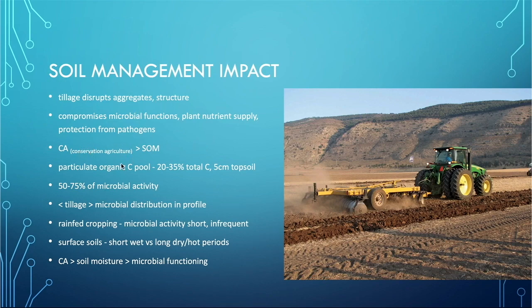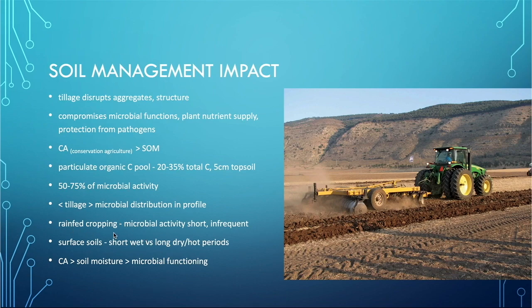But in conservation agriculture, we can actually increase soil organic matter because we're leaving the particulate soil organic matter pool by the residue that's left on the soil. And up to 35% of total carbon is in that top 5 centimeters of topsoil. So 50 to 75% of microbial activity actually occurs in that 5 top centimeters. So we want to leave that intact. We want to reduce tillage, and that increases microbial distribution in the profile.